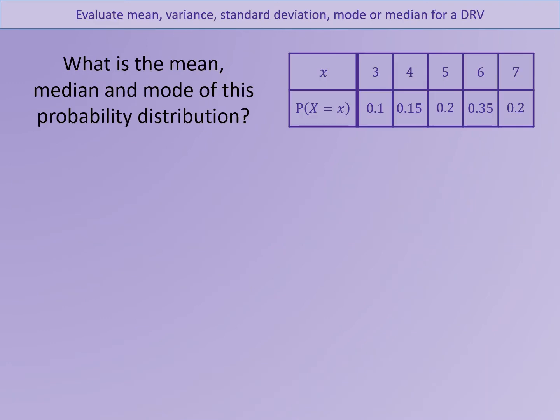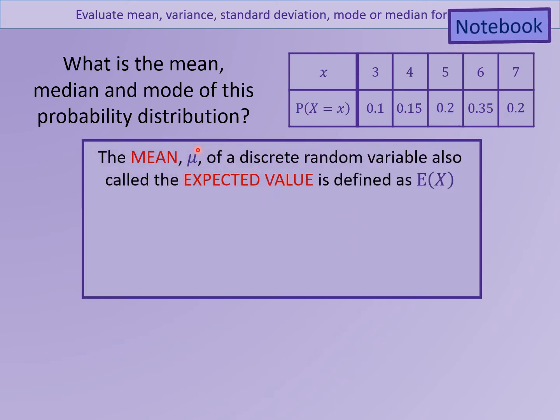We're now going to calculate the mean, median and mode of x for this probability distribution for this discrete random variable x. So here we can see we have the values that x can take and the probabilities that it will take each of those values. We want to know what the mean value would be first of all of x.